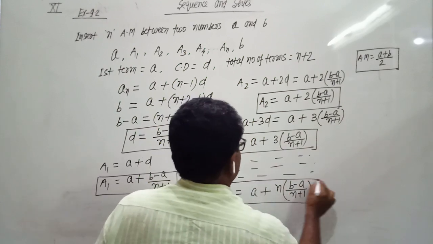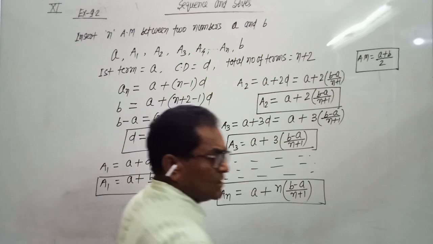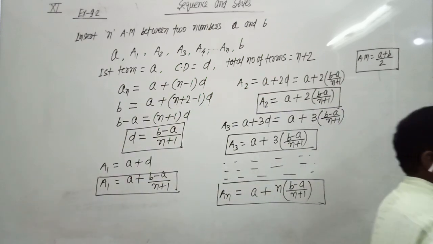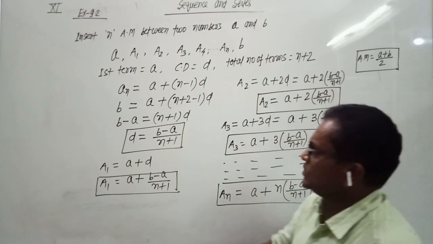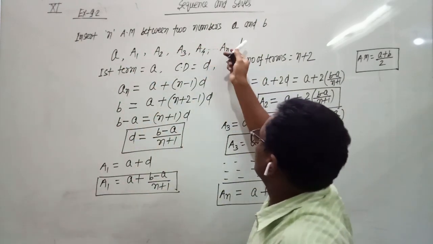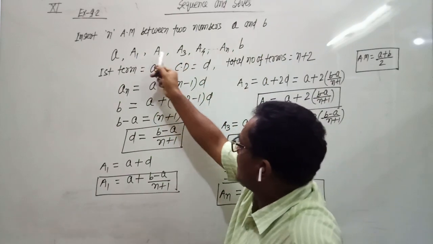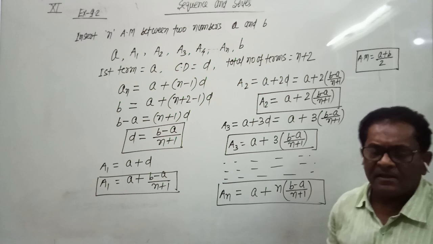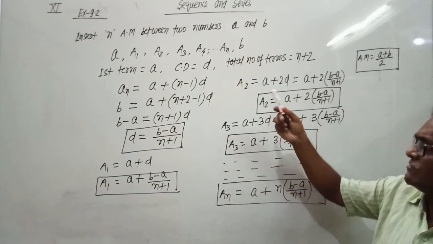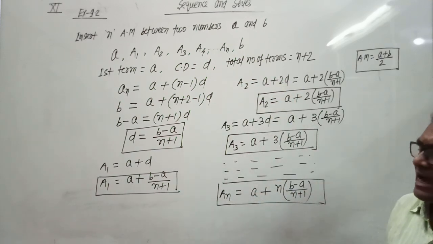This is the nth arithmetic mean. So this is the way to find n arithmetic means between two numbers. We are given two numbers A and B, and there are n arithmetic means between these two numbers: A1, A2, A3, A4, up to An, are the total n arithmetic means.